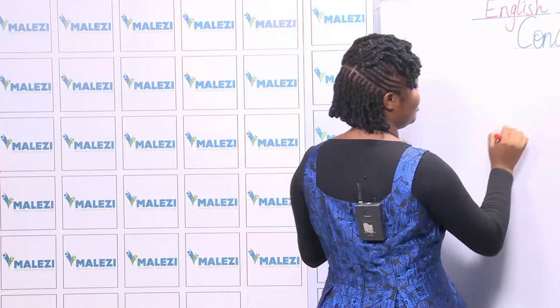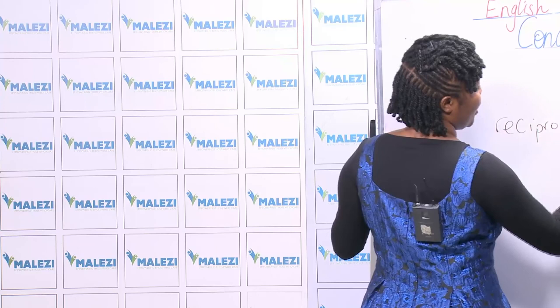The couple love each other. That is two people. The crew love one another. It means the crew have more than two people, so they love one another. And we refer to them as reciprocal pronouns. And why do we call those reciprocal pronouns?